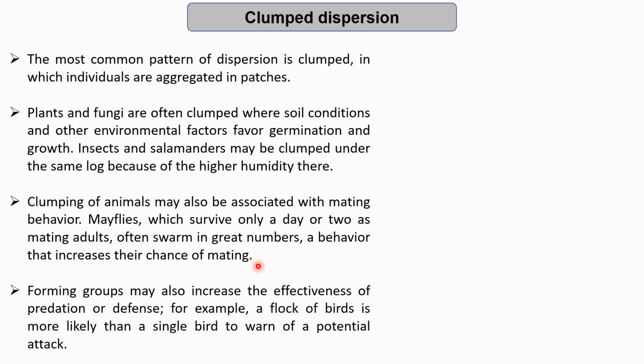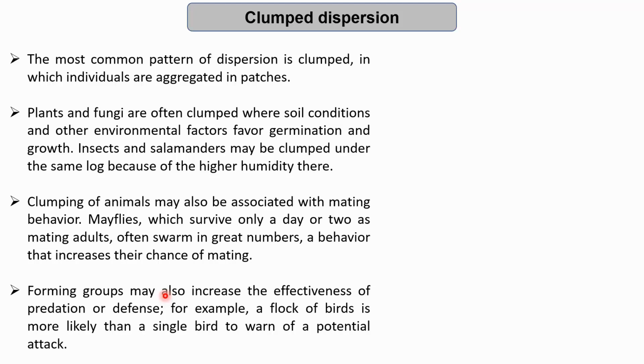The next obvious reason is that it can increase the effectiveness of predation, or vice versa, of defense. Forming groups may increase the effectiveness of predation, or it may increase the effectiveness of defense. For example, a flock of birds is more likely than a single bird to warn of a potential attack. So, to feel more protected and have a more effective defense mechanism, these organisms tend to remain in close association with each other, forming clumps.